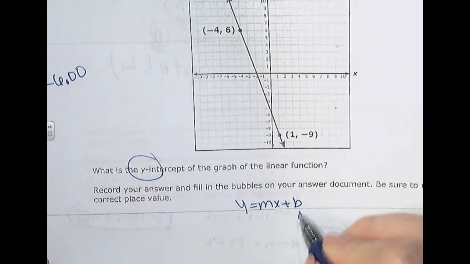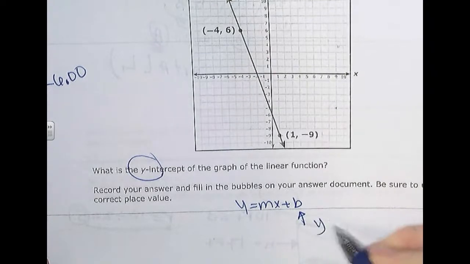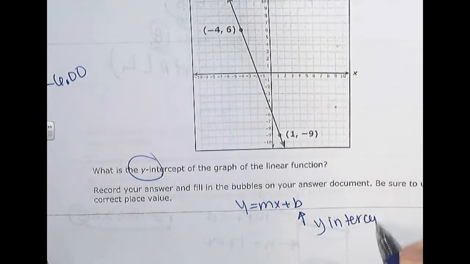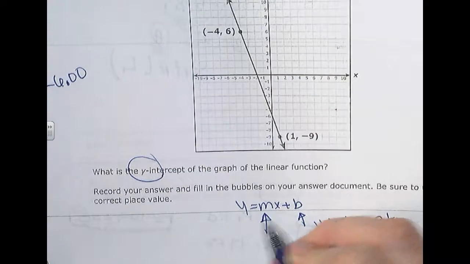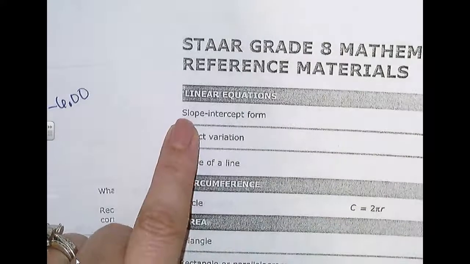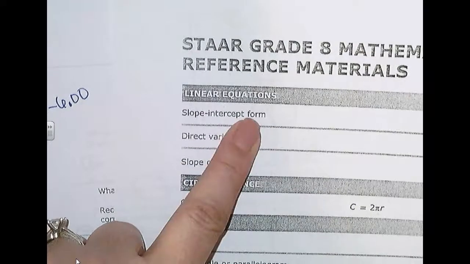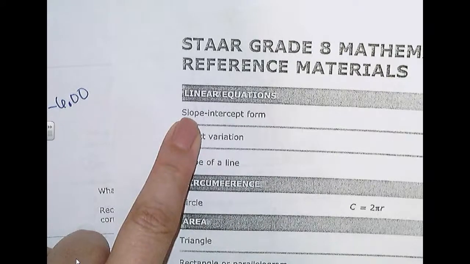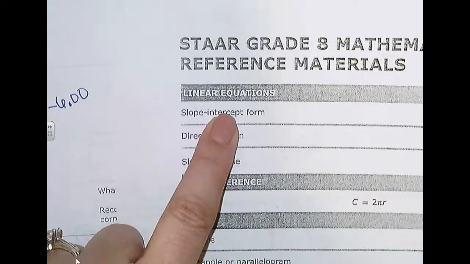Isn't b where the y-intercept is? And isn't m the slope? And isn't y equals mx plus b called slope-intercept form on your formula chart, maybe? Let's just double check. Well, look at that. Slope-intercept form. I bet this is the M, and I bet that's the B. Just in case you forget, you might have the answer on the formula chart.